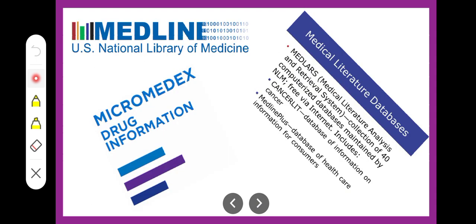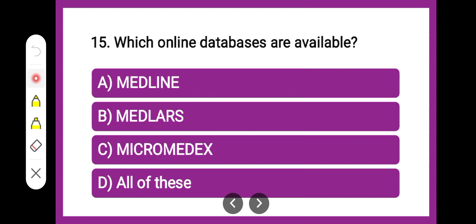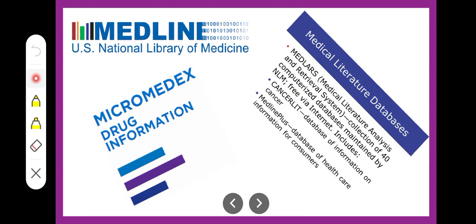Now if you talk about the various databases, Medline is given by the National Library of Medicine. Then Micromedex is again a drug information online database. And the medical literature database, that is Medlars, which is the Medical Literature Analysis and Retrieval System, is a collection of 40 computerized databases maintained by NLM, that is the National Library of Medicine, and it is freely accessible via the internet.